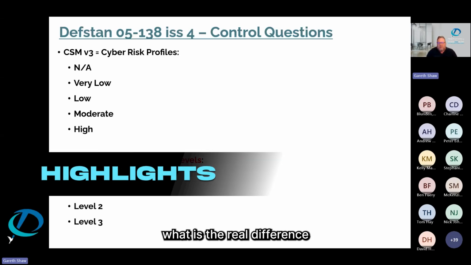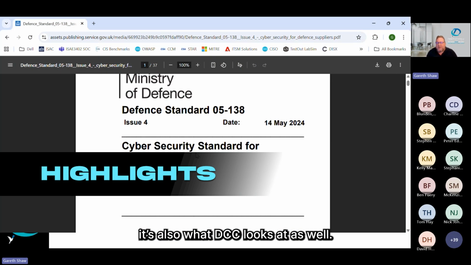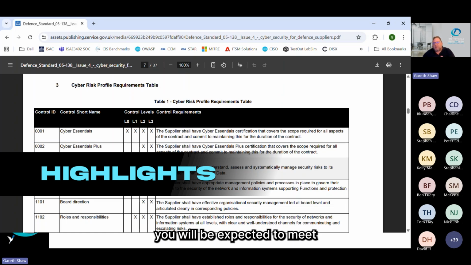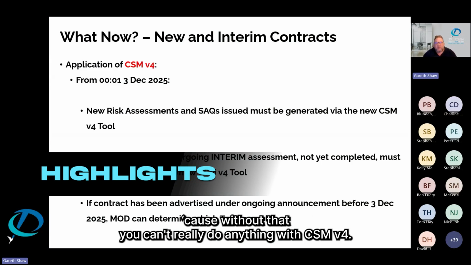Well, what is the real difference with CSM version 3 and version 4? The process really being is with DCC is also what DCC looks at as well. You will be expected to meet version 4 in the near future with your new risk assessment reference number, because without that, you can't really do anything with CSM version 4.